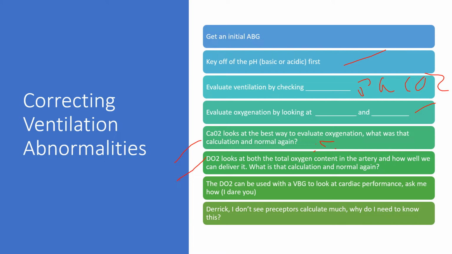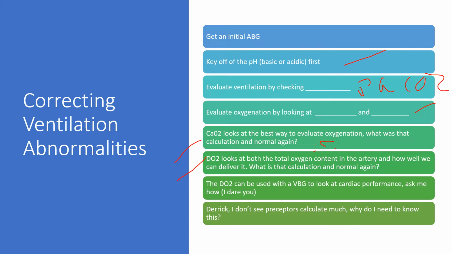Because how does the oxygen get to the tissues? How does it get delivered? Well, it doesn't magically float there. It's delivered by the cardiovascular system. And that's where the DO2 becomes very handy, because now we're looking at total content, the best of both worlds, and how that total content gets delivered. So that's DO2, right? If someone's DO2 is low and their content is good, well, it's a cardiovascular issue, right? So DO2 looks at both oxygen content in the artery and how well we can deliver it.